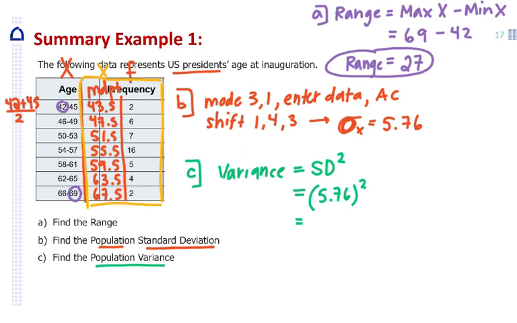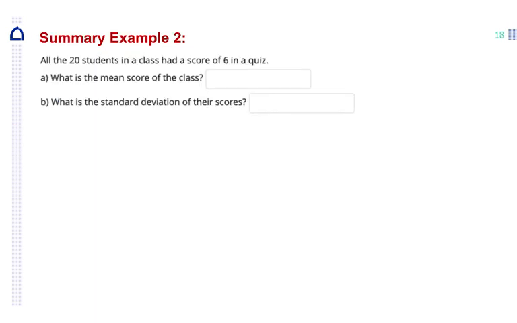Even better is if you have that number already sitting in your calculator, just press the answer button squared, and then it's even more accurate without having to lose anything for rounding error. So we will get that the population variance in this case is 33.2.